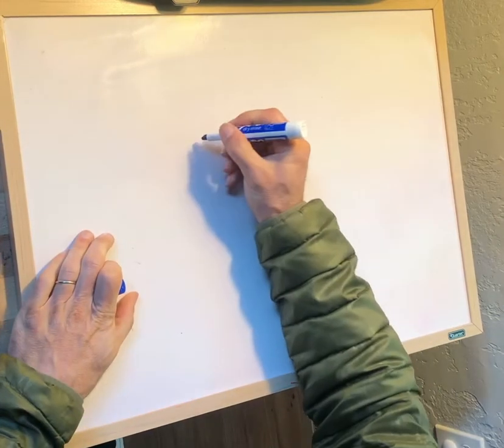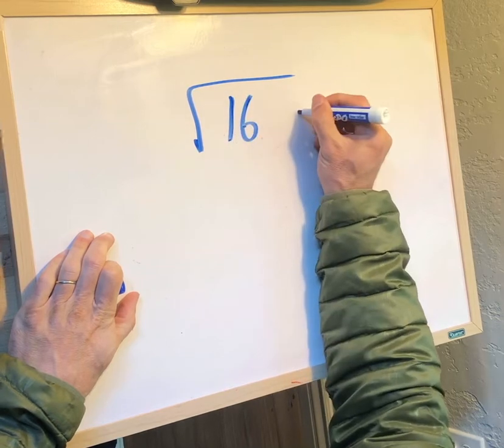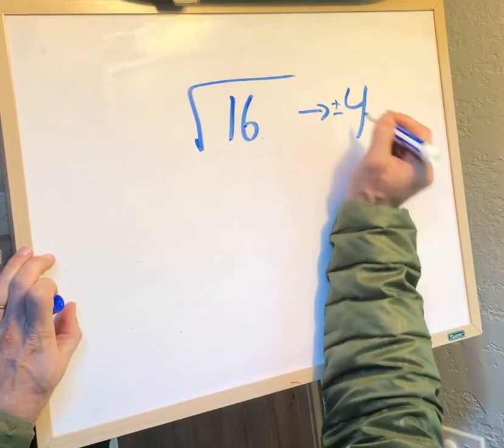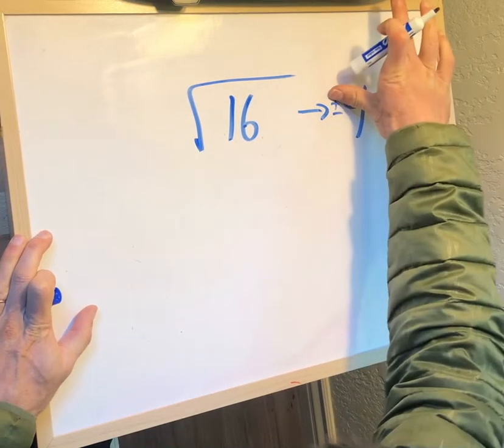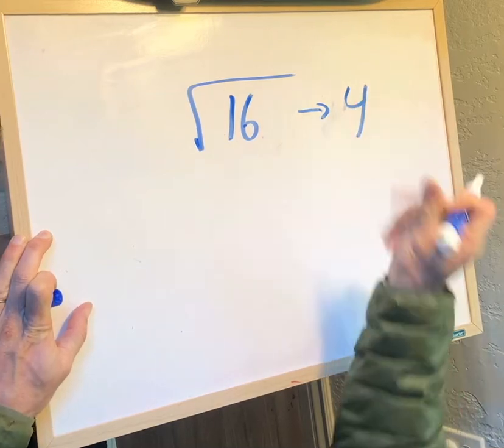Okay, next one. This is a little more in depth. This is a new concept. Roots are fractional exponents. Do you know why conceptually the square root of 16 is equal to 4? Technically it's equal to plus or minus 4, but let's not get that far down the line. Let's just say the square root of 16, one of the answers is 4.